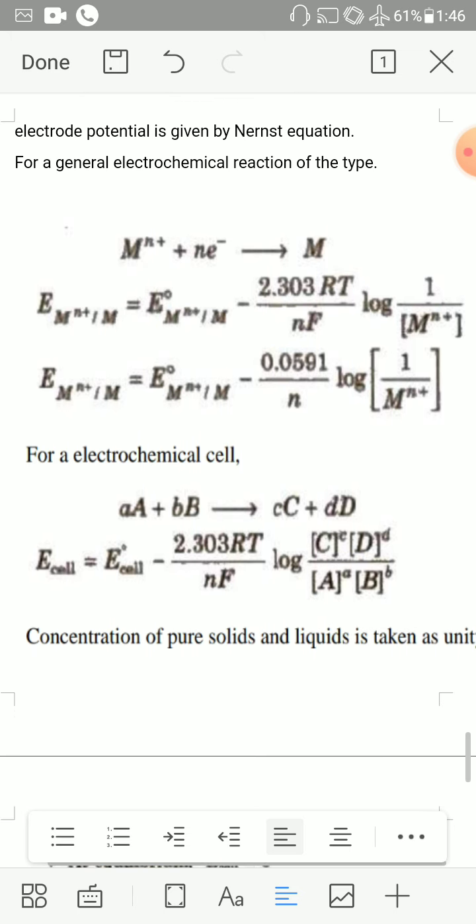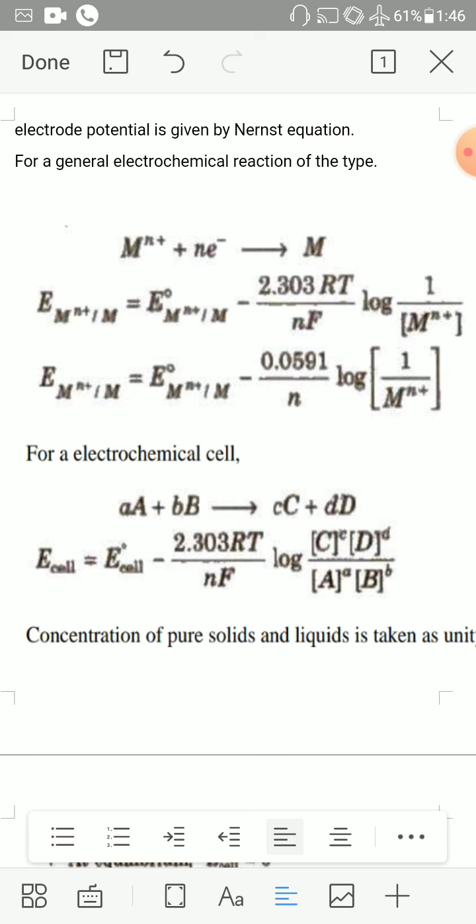But for an electrochemical cell, two half cell reactions combine to form a full chemical reaction. That is, if the electrochemical cell reaction is small a capital A plus small b capital B gives small c capital C and small d capital D, where capital A and capital B are reactants and capital C and capital D are products, and small a, small b, small c and small d are coefficients.